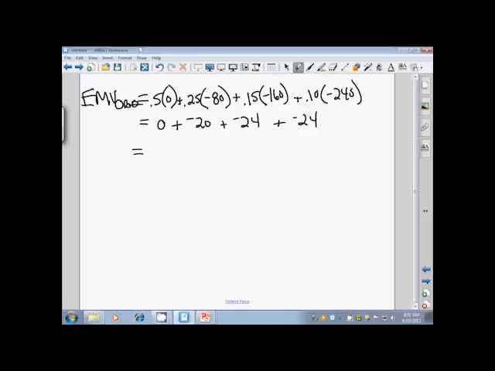So we're looking at now, what is the expected monetary value for overbooking 0 rooms? Well, I add these up. 0 plus a -20 plus a -24 plus a -24 is equal to a -$68. Remember, this is talking about money, so we want to place a dollar sign on there and make sure you have the negative, or you have it in the parentheses accounting style, to show that it is a negative number. So by overbooking 0 rooms, our expected monetary value is we're going to be out $68.